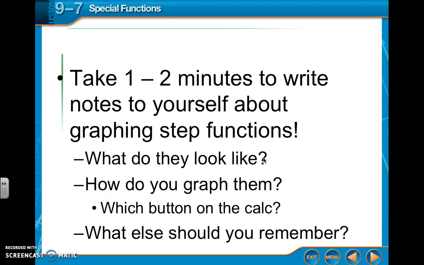So I want you to take a couple minutes, 1 or 2 minutes, to write notes in the notes section of your flashcard about step functions. Okay, don't use a whole heck of a lot of room because we're going to talk about different kinds of functions. Just make a couple of notes. You can draw a picture of what it looks like. You can describe what it looks like. How do you graph it? Which button do you type in on the calculator? And what else might you need to remember? Okay, so you can pause the video and do that.